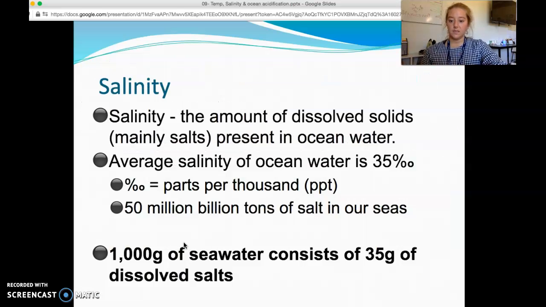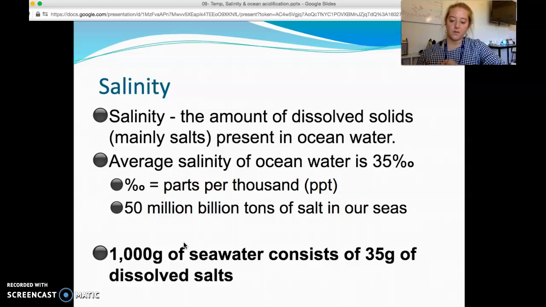Salinity. So salinity is the amount of dissolved solids, mainly salts, present in the ocean water. Our average salinity of ocean water is about 35 parts per 1,000. And what that means is that there is 50 million billion tons of salt in our seas because we have a lot of water. That is a huge number, but remember that 75% of our Earth is covered in water, and the majority of that is salt water.